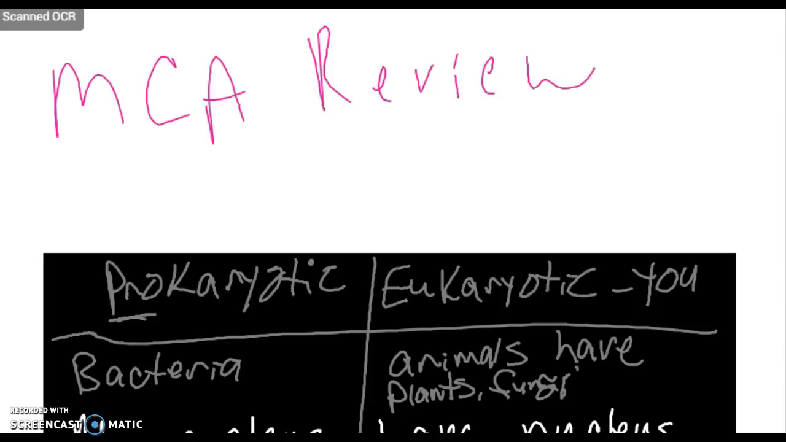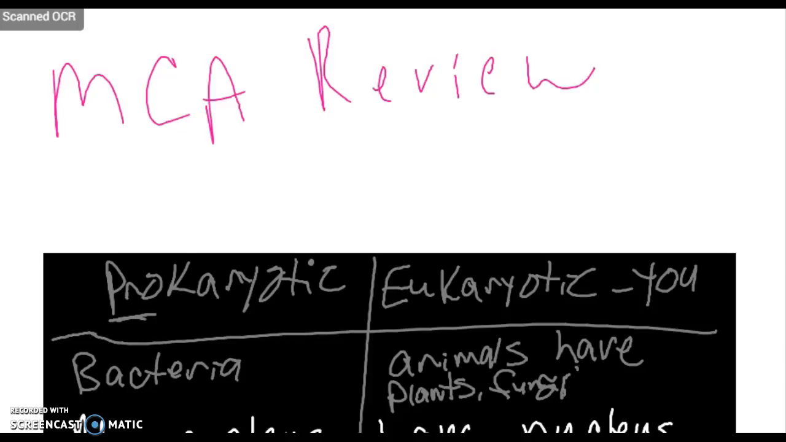Prokaryotic cells are always bacterial cells, and eukaryotic cells are kind of everything else. So remember, you are made of eukaryotic cells, but so are animals, and so are plants, and so are fungi, really everything except bacteria and viruses, which we'll talk about in a little bit.